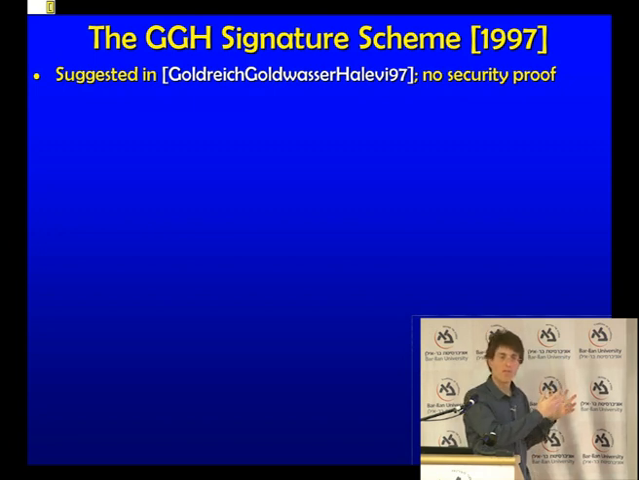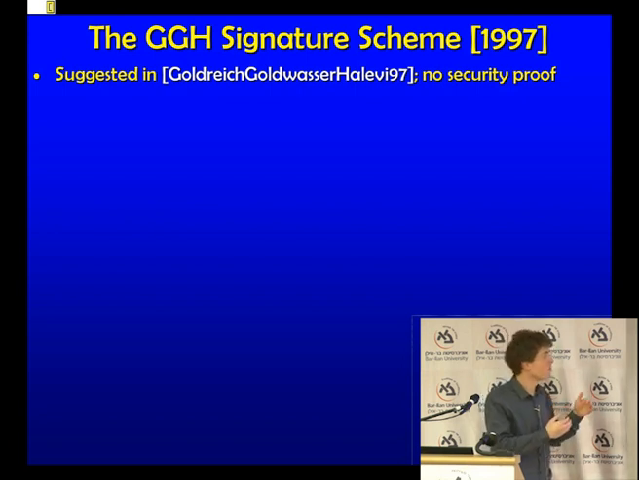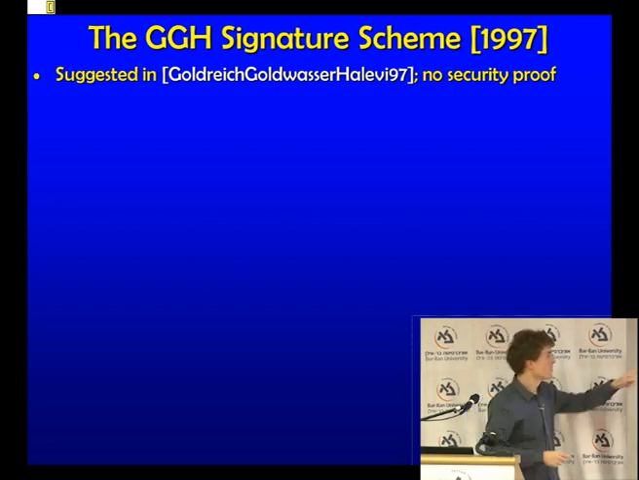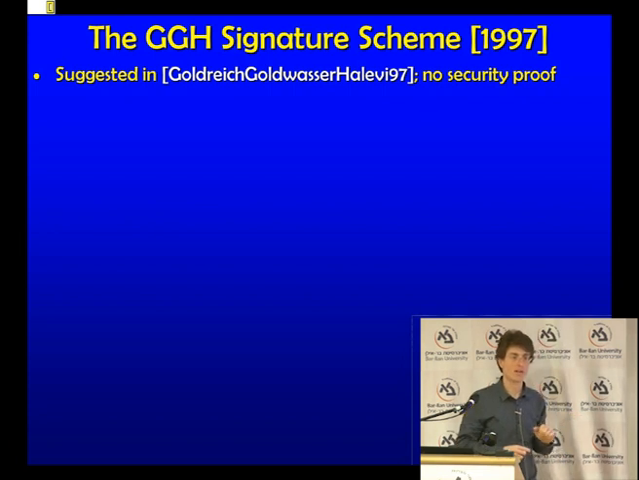You know, there are some details to fill in here. For instance, how to choose this basis. And indeed, they suggested some options, and you'll see later there are other more efficient options suggested by NTRU. But this doesn't matter too much for this talk. There are several ways to make this precise. For instance, there's a nice way to choose a bad basis by bringing the basis into a canonical form known as the Hermite normal form. That's something Vadim mentioned yesterday.